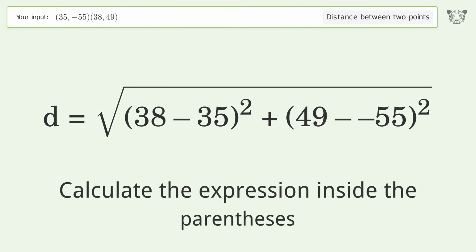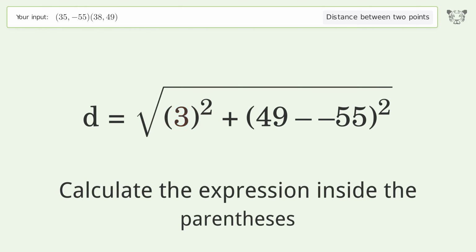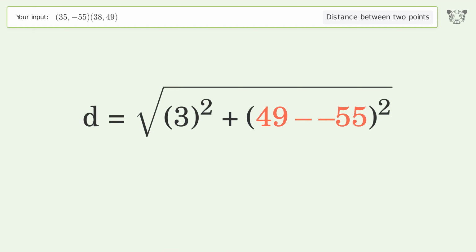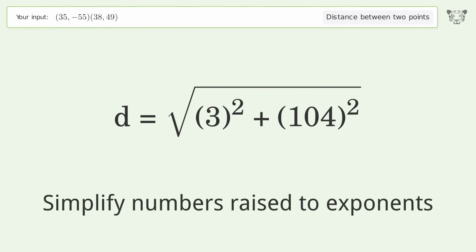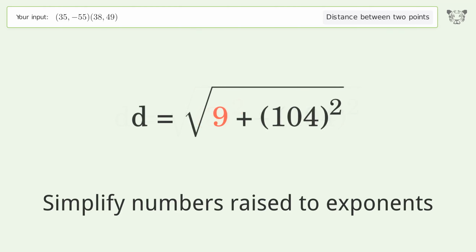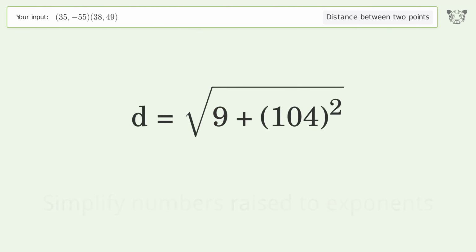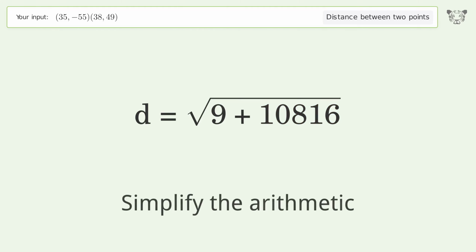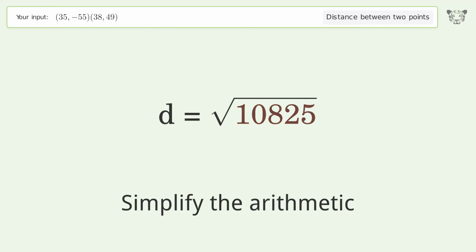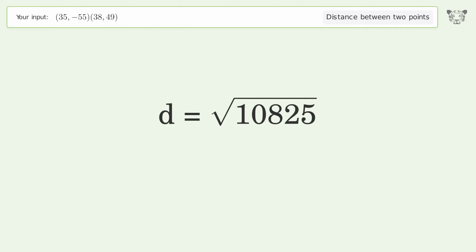Calculate the expression inside the parentheses. Simplify numbers raised to exponents. Simplify the arithmetic. And so the distance between the 2 points is the square root of 10,825, or 104.043.